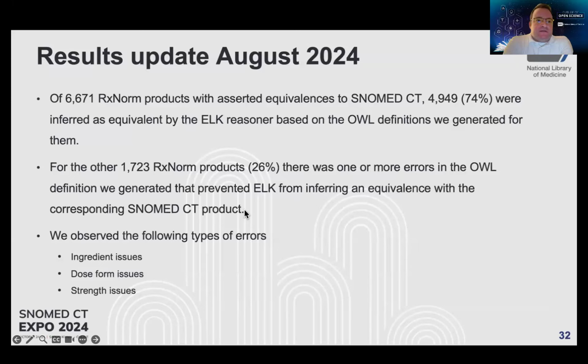So here's an update on our work since last year. Of over 6,000 RxNorm products with asserted equivalents to SNOMED CT, 74% are inferred as equivalent by ELK based on the definitions that we generate for them. For the rest, there was one or more errors where the OWL definition prevented inferring an equivalence. And we observed these in the following types of errors, being ingredient issues, dose form issues, and strength issues.